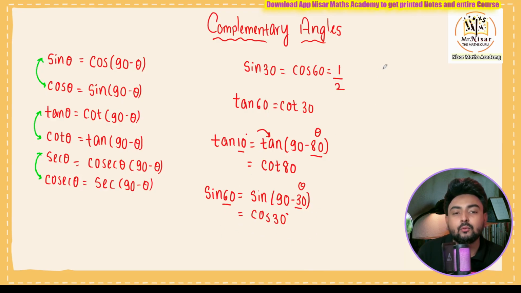If you want one more example, I'll give you. For example, suppose I have cos 20 degrees. How to convert it? First of all, you will convert this 20. So can you tell me what 20 is?